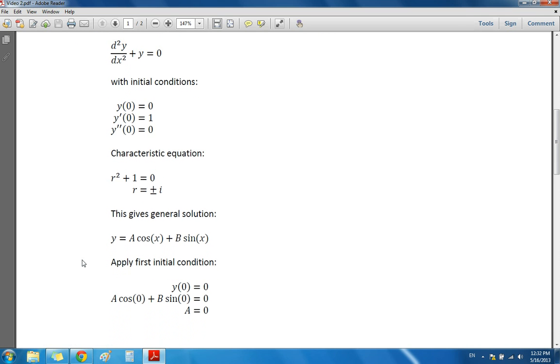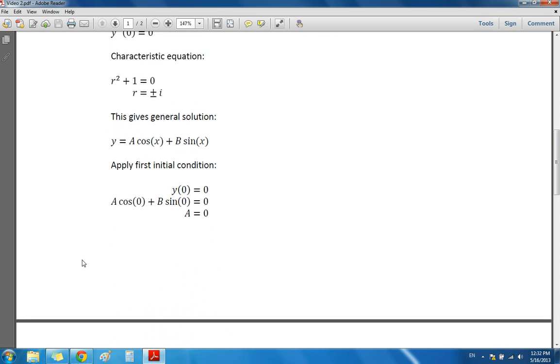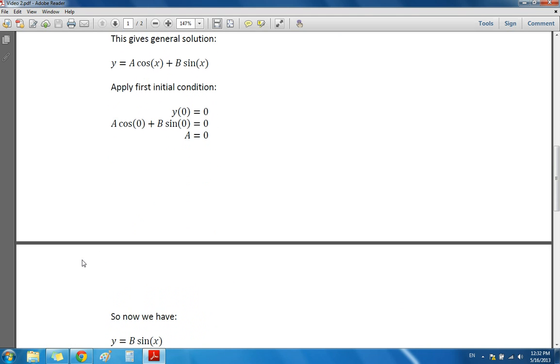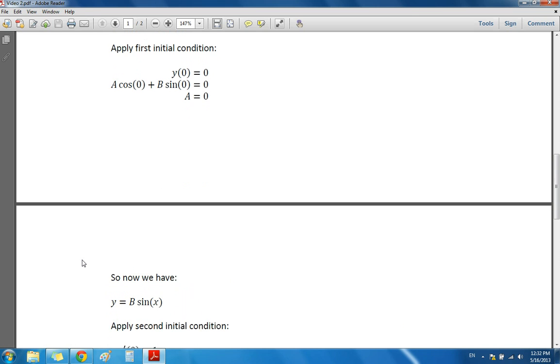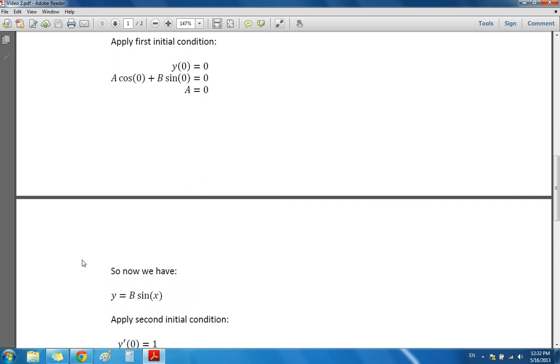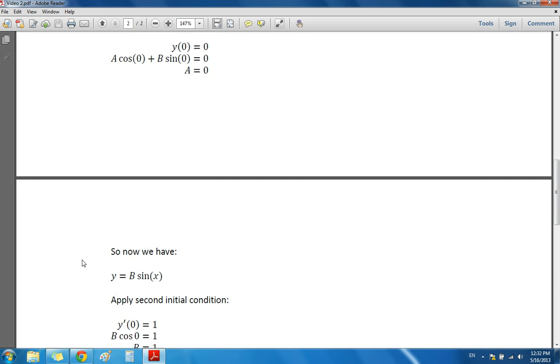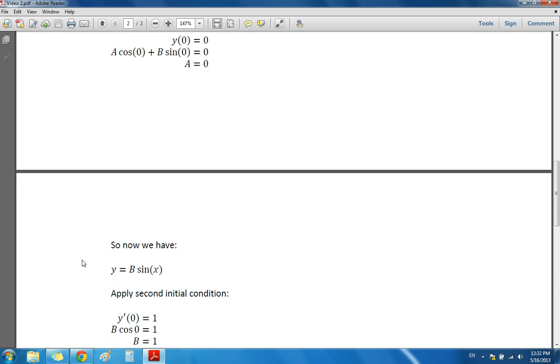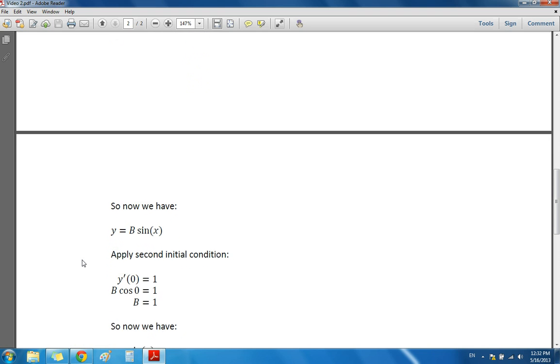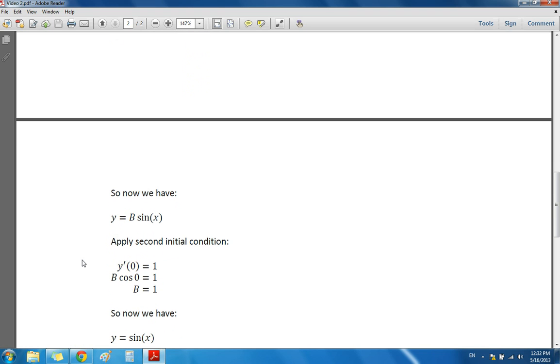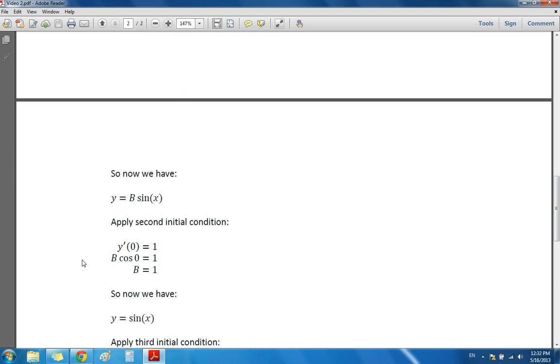So we update our solution. We now have that y is just b sine x, and we go ahead and apply the second initial condition, that we take the derivative of y and evaluate at 0, and we know that this has to be 1, and this gives us that b, the constant b, must be 1. So now we can update our solution again. We have just y equals sine x, and all our constants are gone, so we've actually arrived at a solution, but we still have one more initial condition to go, so let's apply it and see what happens.